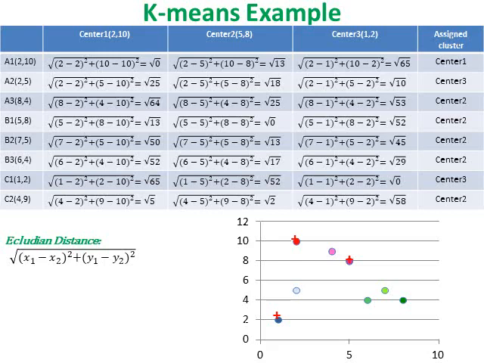Do the same with the third center. You will get root 65. The minimum value among these three centers is 0. So A1 is nearer to center 1. It is assigned to center 1.